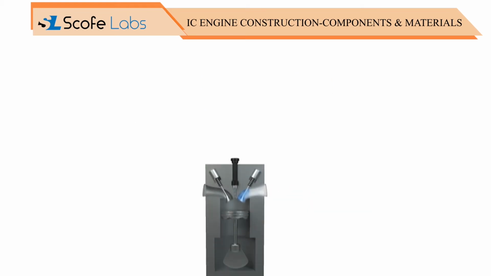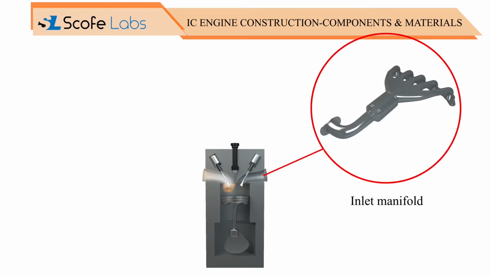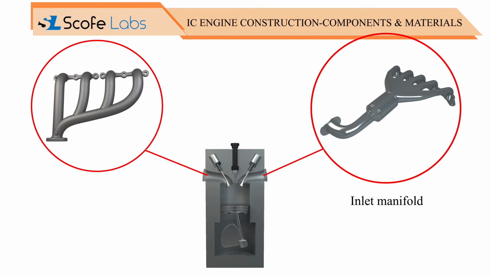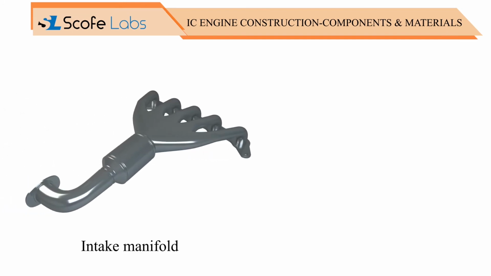The pipe through which air or air-fuel mixture is drawn into the inlet valve is called the inlet manifold. Inlet manifold connects the intake system of the engine to the inlet valve. The pipe through which the products of combustion escape is called the exhaust manifold. Exhaust manifold connects the exhaust valve to the exhaust system. Intake manifolds are made of cast iron or aluminium, but nowadays they are made of composite plastic, because composite plastics are lighter in weight and give the same performance as aluminum or cast iron.